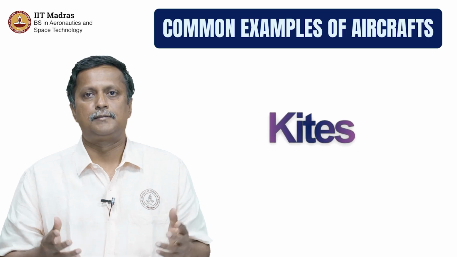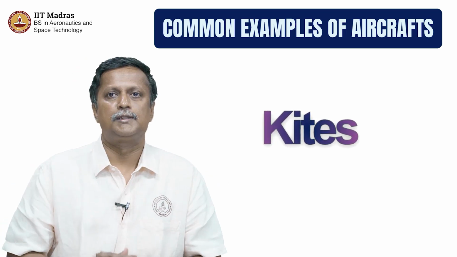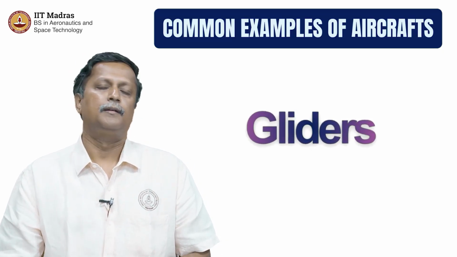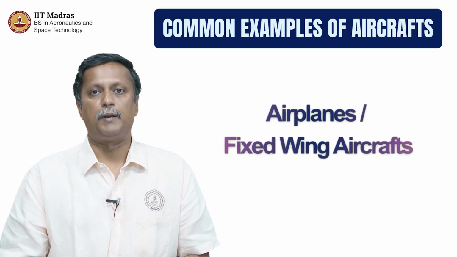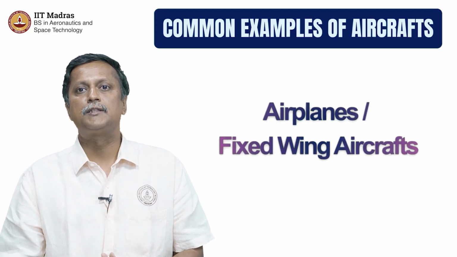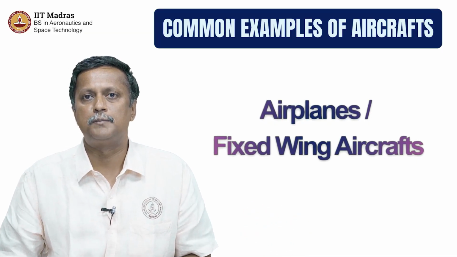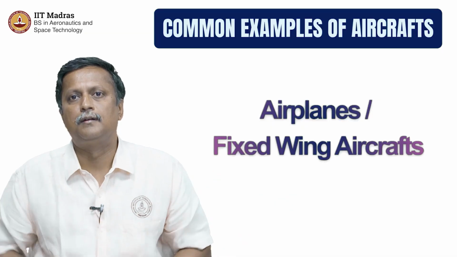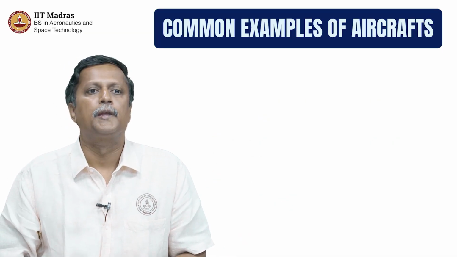Then there are kites. Patang udana. I'm sure a lot of us have flown kites. So these kites are one set of aircrafts. Then there are gliders, right? Gliders are unpowered, cannot fly for too long a distance. And then there are airplanes. What are airplanes? They are fixed wing aircrafts, the kind of aircrafts that you use to travel from place A to place B nowadays. There is one fixed wing there, and that's fixed. With that fixed wing, you are taking off using a runway.